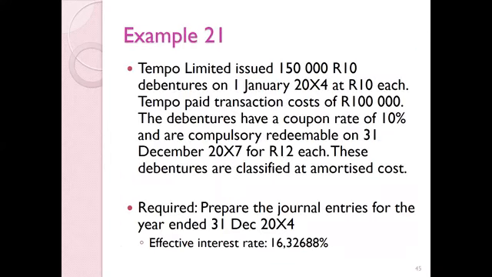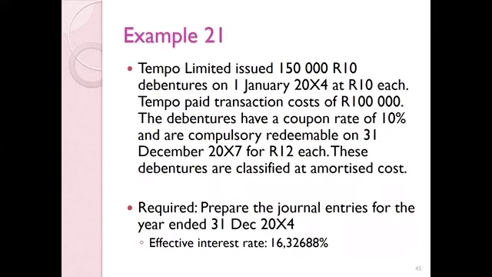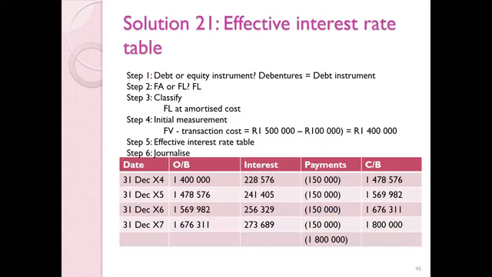And what was the fair value in this question? 150,000 debentures were issued at 10 Rand each. And that then makes a fair value of 1,500,000 Rand. And they said they paid transaction costs of 100,000 Rand, which means that 1,400,000 Rand will be the amount that we initially recognize the financial liability.